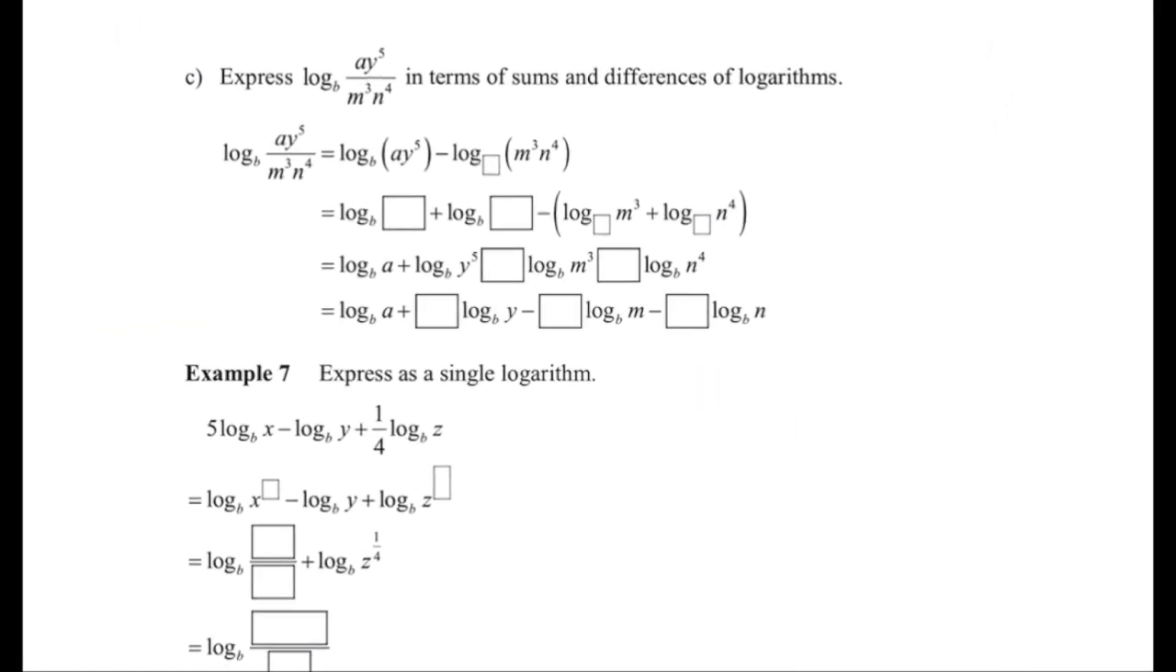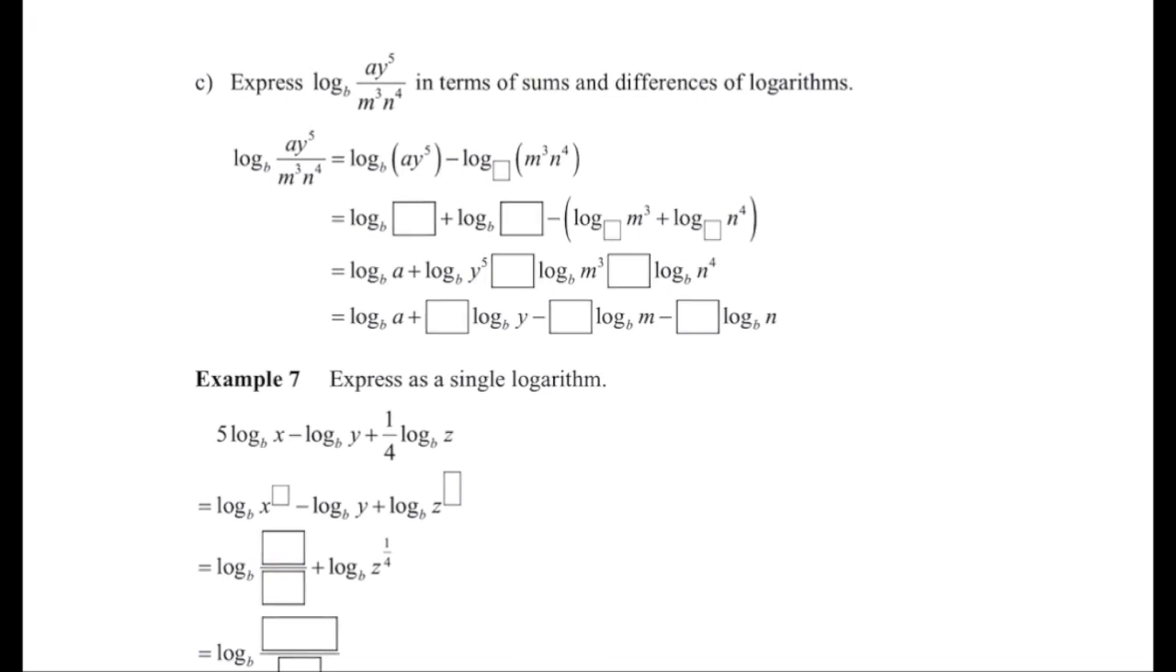Let's keep expanding here. Let's express log base b of a y to the fifth over m cubed n to the fourth. I'm first going to use the quotient rule and separate them into subtraction. So I'll have log base b of a y to the fifth minus log base b of m cubed n to the fourth. I'll then separate using the product rule into addition.